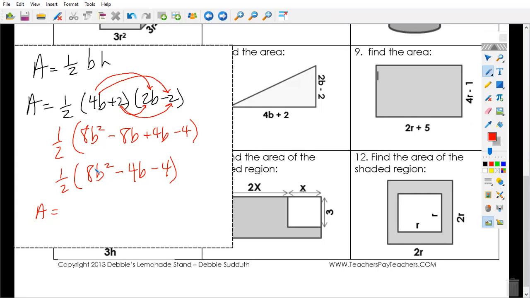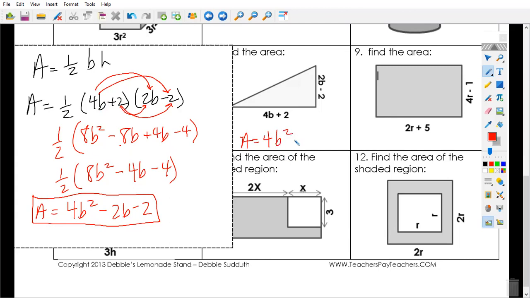So area equals what's half of 8? 4. What's half of 4? 2. And what'd you do with the other 8b? We combine -8b plus 4b, because they're like terms and they can be simplified. So we get 4b squared minus 2b minus 2.